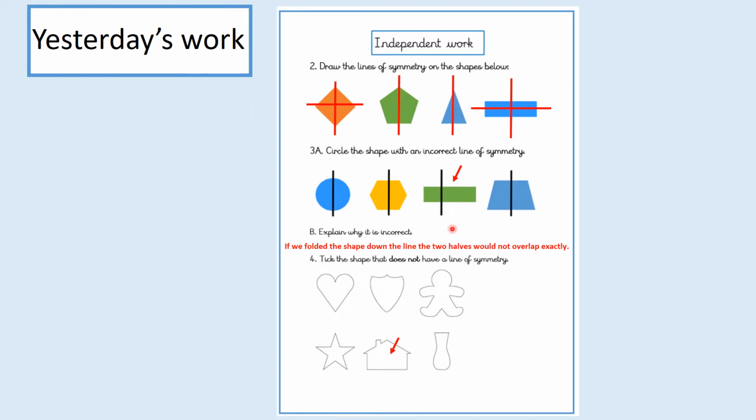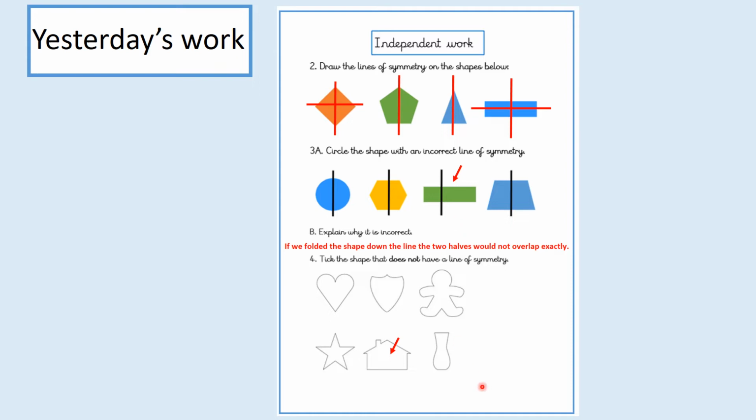Question 3a, circle the shape with an incorrect line of symmetry. So we should have circled the green rectangle because we can see just by looking here, we don't necessarily need to fold anything or draw anything, that if we were to fold along this line, this side would not overlap exactly with this side. They're not equal, they're not even. So I have written as my explanation, if we folded the shape down the line, the two halves would not overlap exactly. So it's not a line of symmetry. If the line of symmetry was drawn down the middle of the rectangle, then it would be a line of symmetry. Well done if you spotted that.